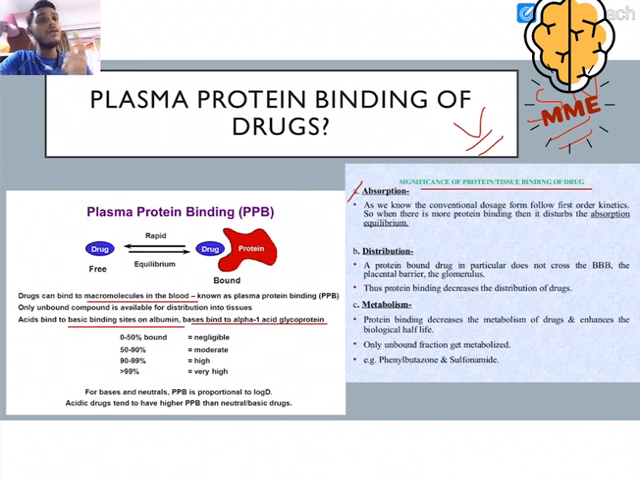Number one, absorption. Second of all, distribution. Plasma protein binding will obviously reduce the distribution of the drug as well, because it is bound. And metabolism. Plasma protein binding also decreases the metabolism of the drug and enhances the biological half-life. And how does it enhance the biological half-life? Like I told you, it will be acting as a reservoir for that particular drug within our bodies. Okay, so I hope this plasma protein binding topic is clear. This is a very important topic for your vivas and as a short note.